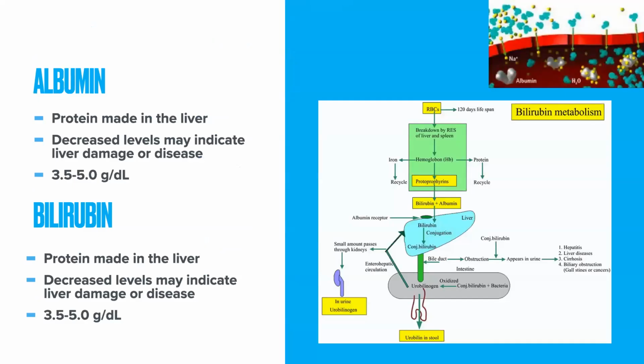Albumin is one of these liver tests. Albumin is a protein made in the liver. Decreased levels can indicate liver damage or disease. It's 3.5 to 5. What was also 3.5 to 5 earlier? What was the other lab that we talked about that was 3.5 to 5?